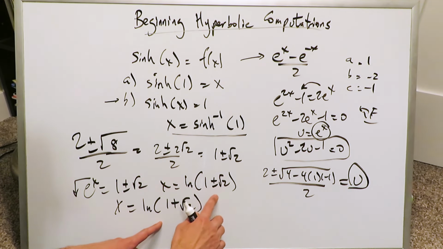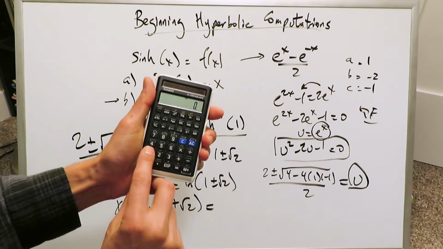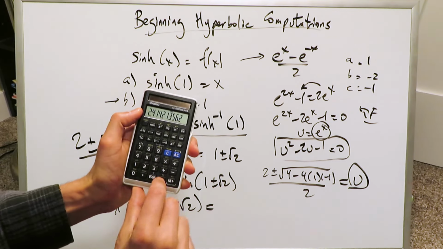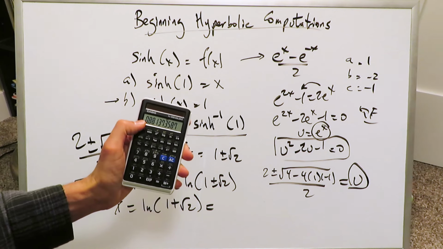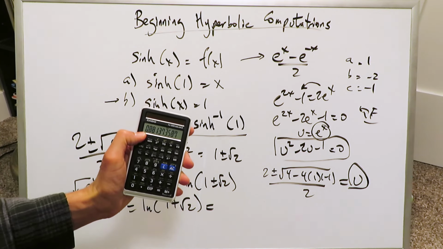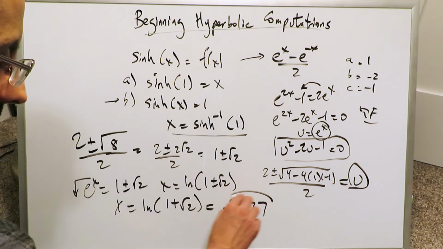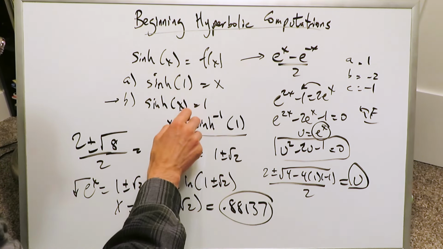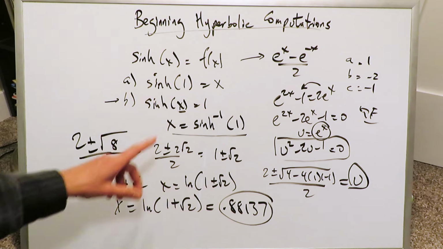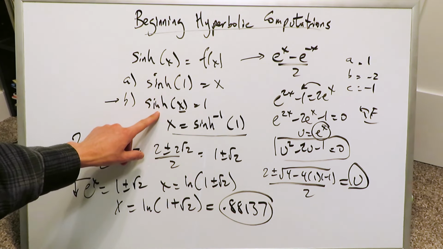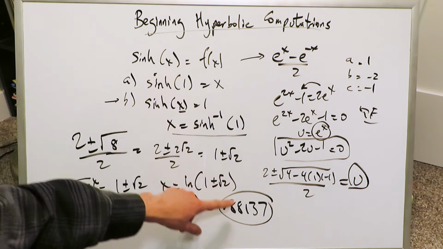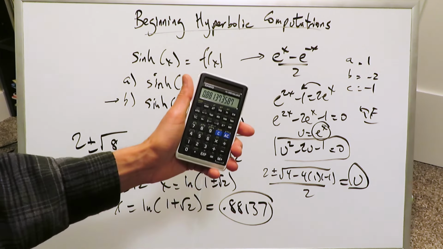You can't do the natural log of 1 minus root 2. That's undefined. You can only do a natural log of positive numbers, and this is the only value you'll work with. You'll do 1 plus the square root of 2. You'll take the natural log of this, and this right here will be your value, 0.88137. This right here is the value of this x right over here. There's a certain value out there. If you do the hyperbolic sine of it, you get a 1, and that value is this. I've saved this value. I never got rid of it.